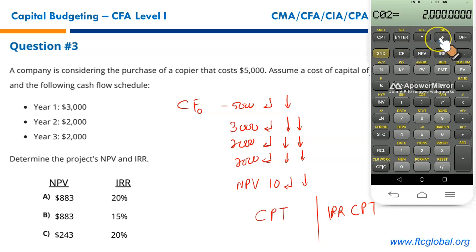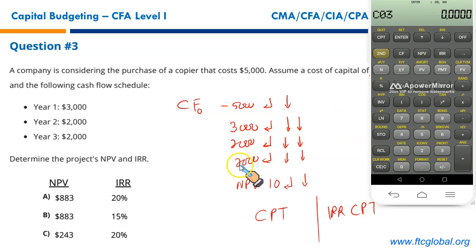Enter. Down arrow key. How many 2000 do we have? 2. We can write 2. We can enter 2, then we don't need to enter the third year cash flow. But let's say we take it as a single cash flow at the end of year 2. Enter, the down arrow key again.